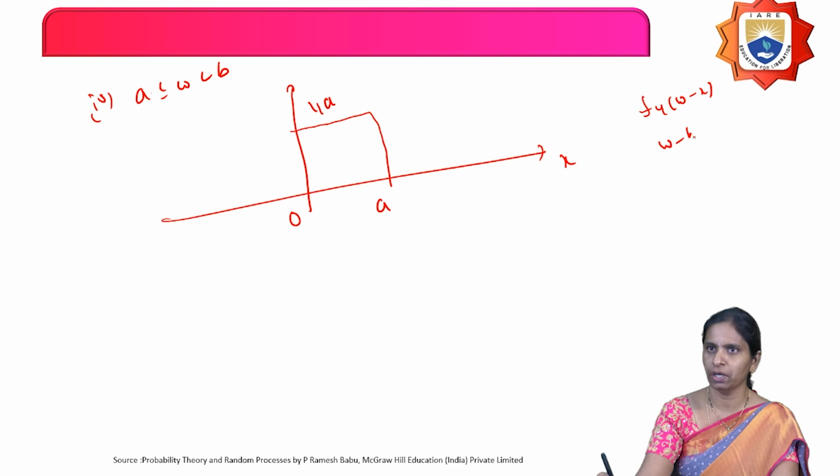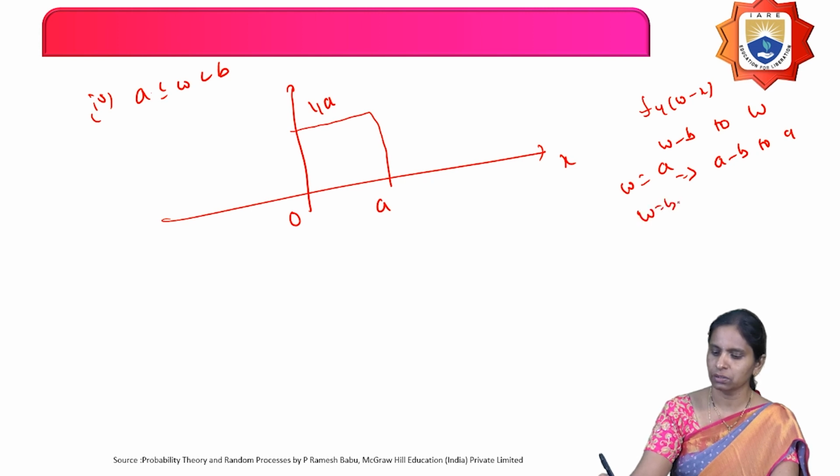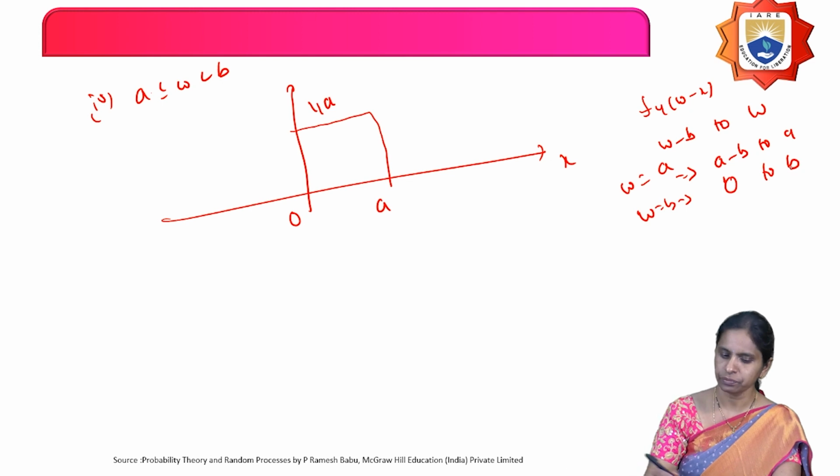It is ranging from W minus B to W. Therefore, what is W here? Starting value A. So then what can happen here? A minus B to A. And what is the ending value here? B. So B minus B, nothing but 0 to B.